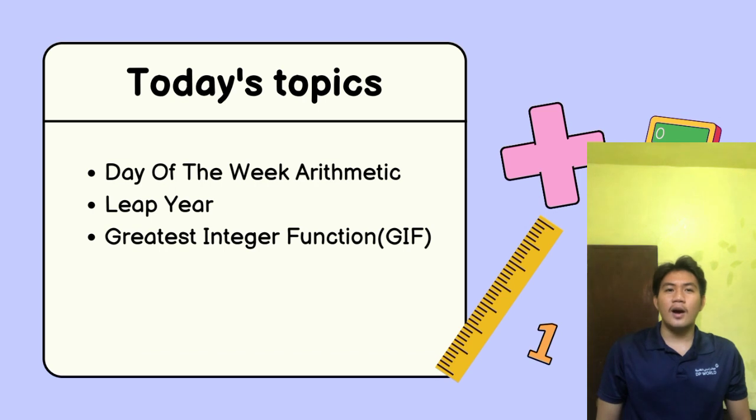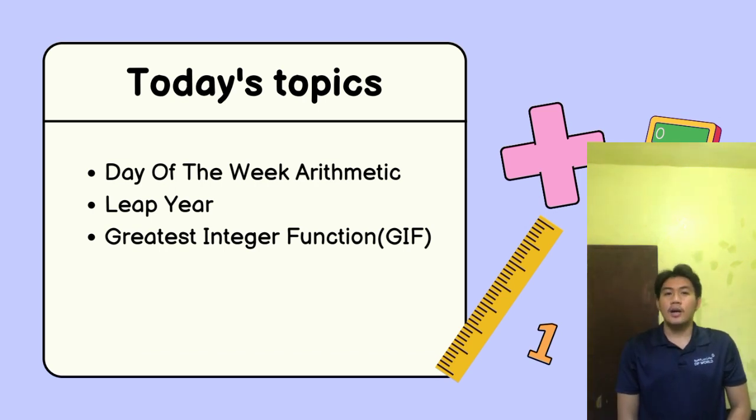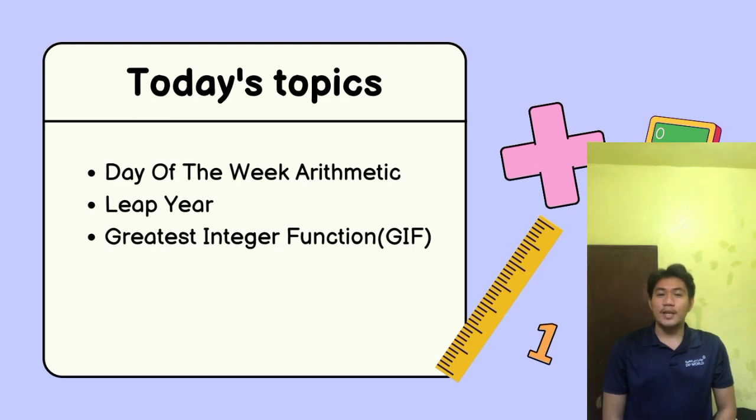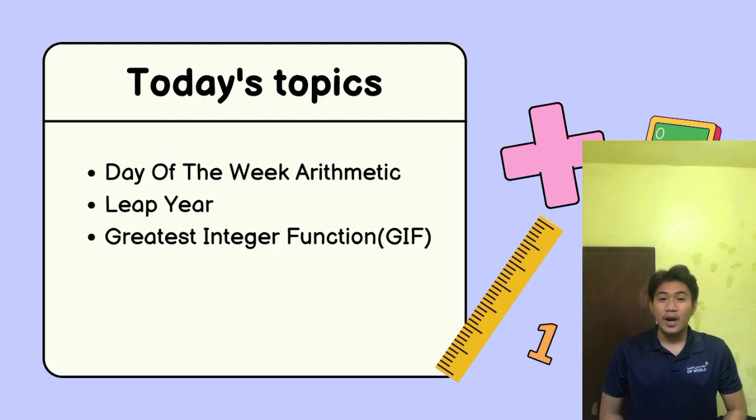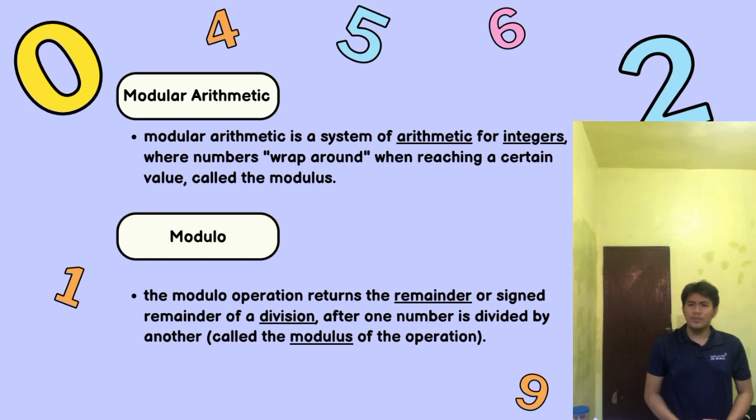Today's topics are day of the week arithmetic, leap year, and the last one is greatest integer function, or GIF. Do you have an idea of what modular arithmetic is? If not, listen to my report. Modular arithmetic is a system of arithmetic for integers, where numbers wrap around when reaching a certain value, called the modulus. So what is modulus?